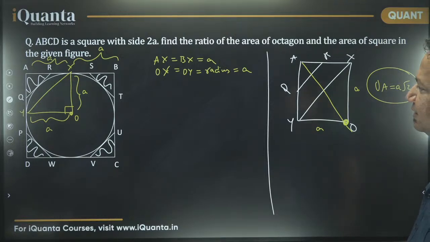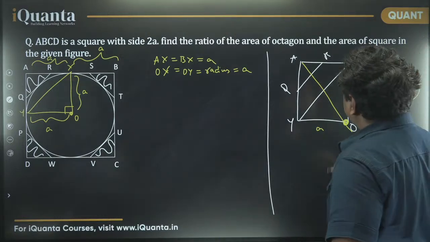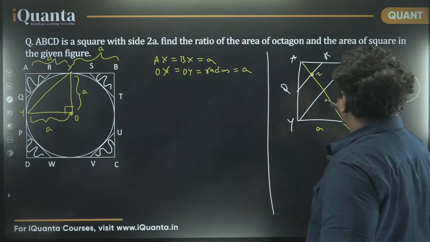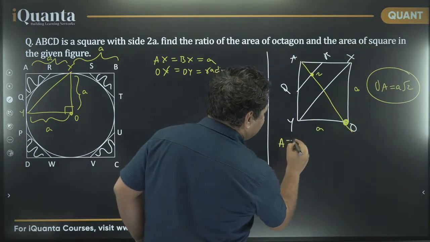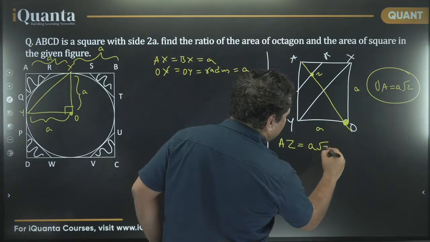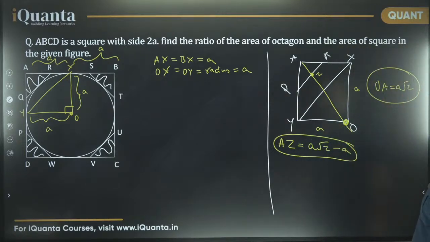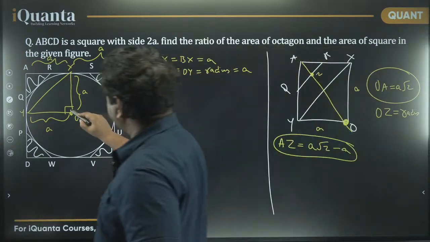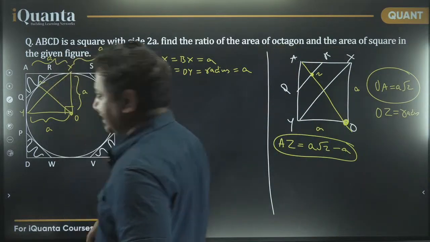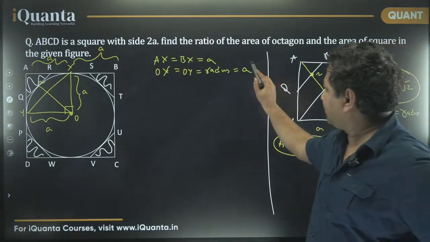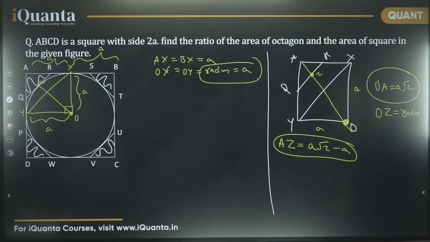You need to tell me certain things. If I mark this point as, let's say I have used XY, let me use Z. Can I say that AZ is equal to A root 2 minus A? Yes or no? Do you understand this part? Why? Because OZ is nothing but the radius only. See? That is Z. So OZ is radius only. And radius was A. So I can just write this AZ is equal to A root 2 minus A.